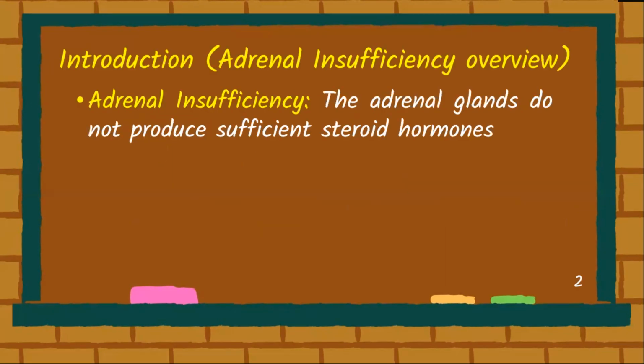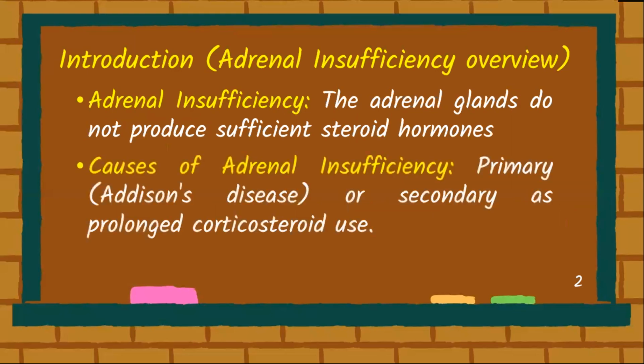Adrenal insufficiency occurs when the adrenal glands do not produce sufficient steroid hormones. This can be due to primary issues like Addison's disease or secondary causes such as prolonged corticosteroid use. Proper management is crucial to prevent serious health complications.